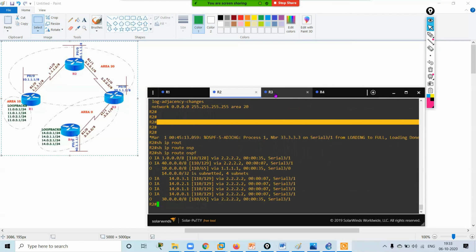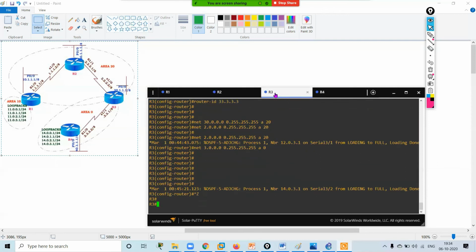here I am getting 3 dot network as OIA routes, 40 dot network I am getting as OIA routes. On R2 I am getting 14 dot networks as OIA routes. I am getting 30 dot network as my O routes. Okay, but here I am not getting the 11 dot network, the 11 dot loopback.